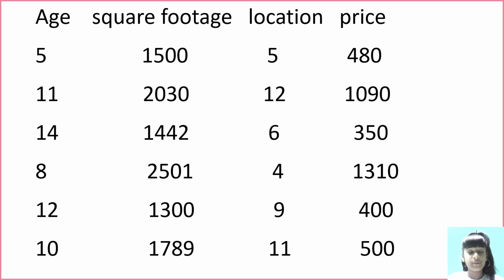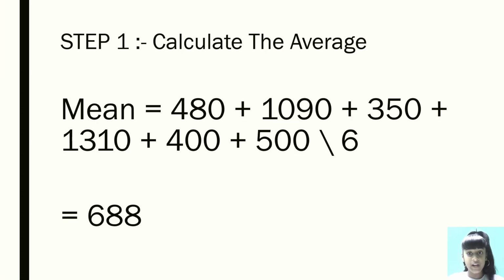So this is the data that we'll be using for the example, that has age, square footage, location and their price. Step 1 for predicting is calculating the average. After we take the whole average of the price, we get 688. You can see 480 plus 1090 plus 350 plus 1310 plus 400 plus 500 divided by 6. The total number of values is 6, so we divide it by 6, and the result is 688.